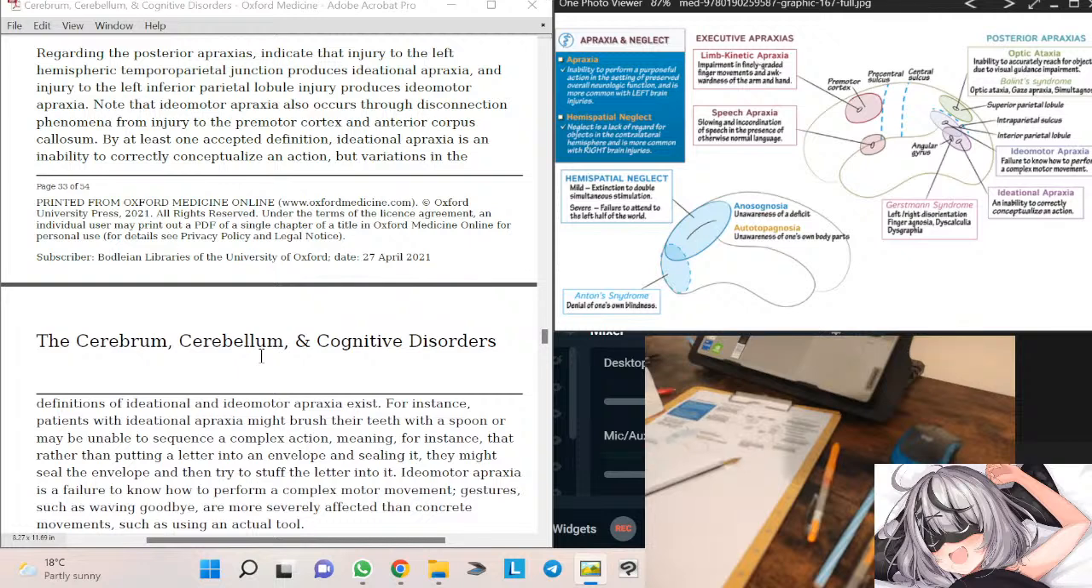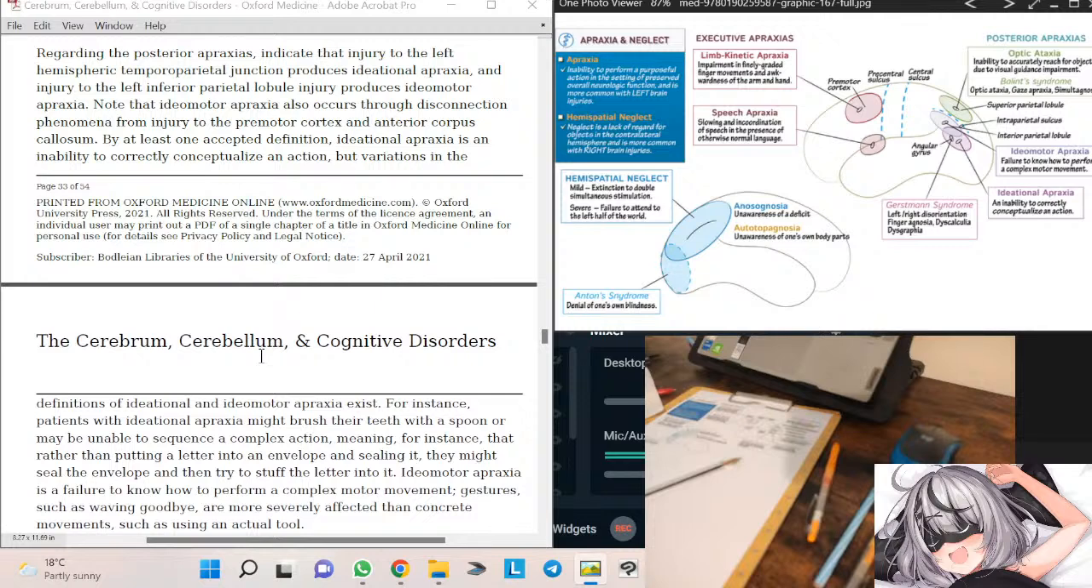By at least one accepted definition, ideational apraxia is an inability to correctly conceptualize an action, but variations in definitions of ideational and ideomotor apraxia exist. For instance, patients with ideational apraxia might brush their teeth with a spoon, or may be unable to sequence a complex action, meaning that rather than putting a letter into an envelope, they might seal the envelope and then try to stuff the letter into it.